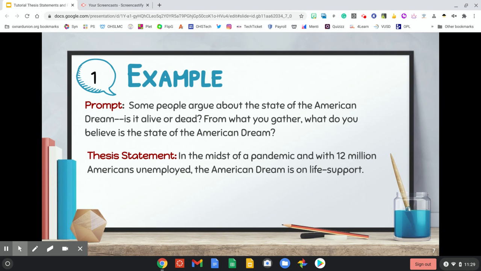So in this particular statement, it's not stating directly if it's alive or dead. It is saying that yes, it's alive, but near dead. It is on life support. If this were an essay, it would continue on to explain how the American dream is on life support.